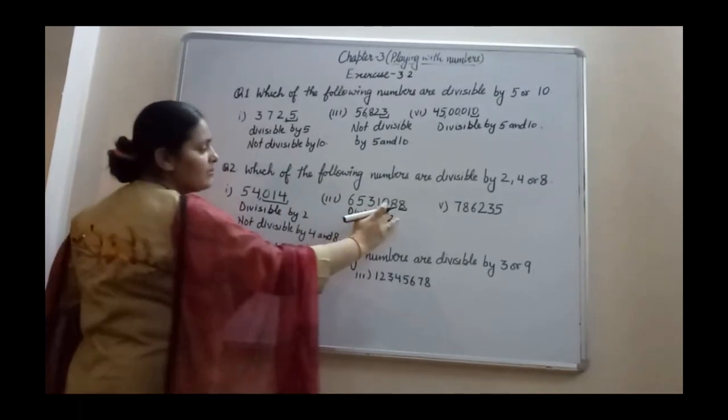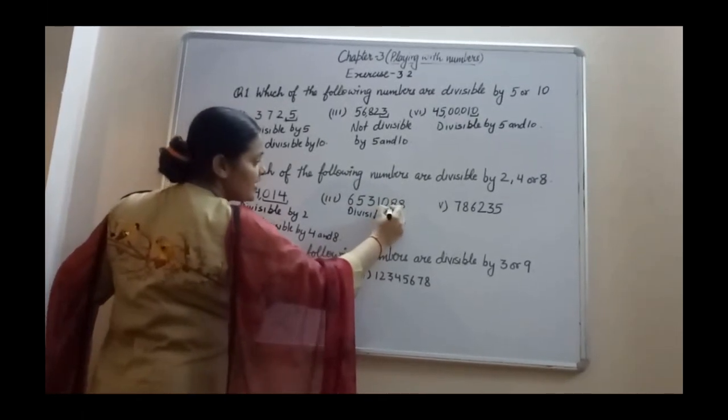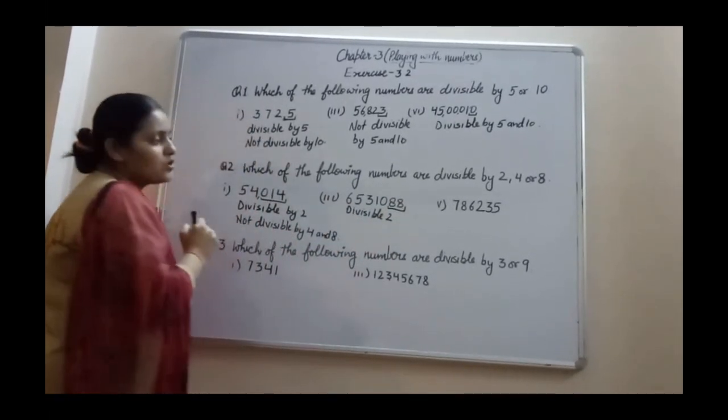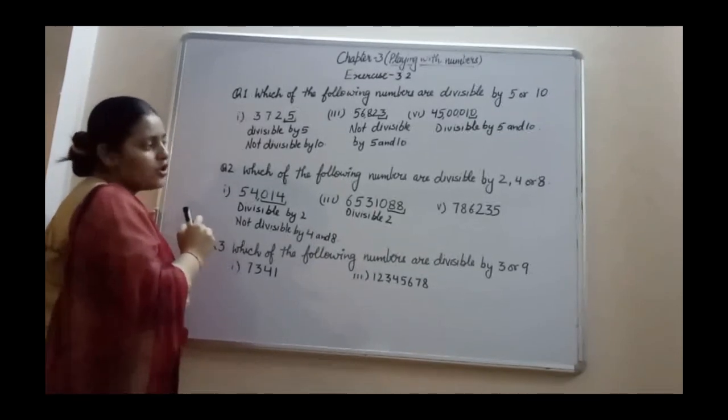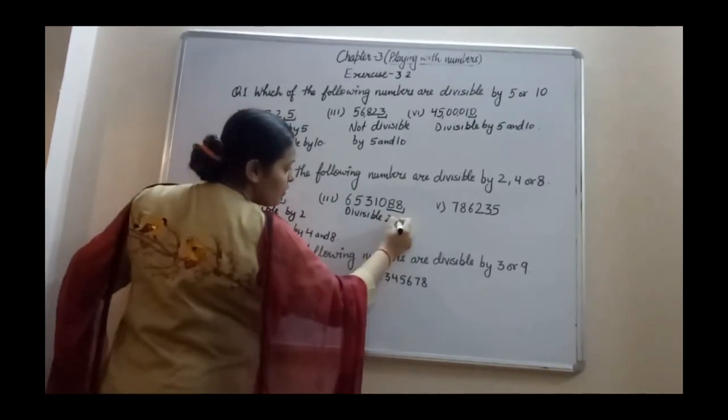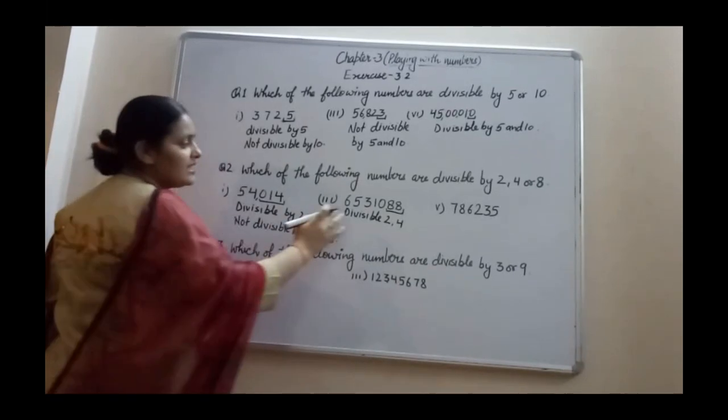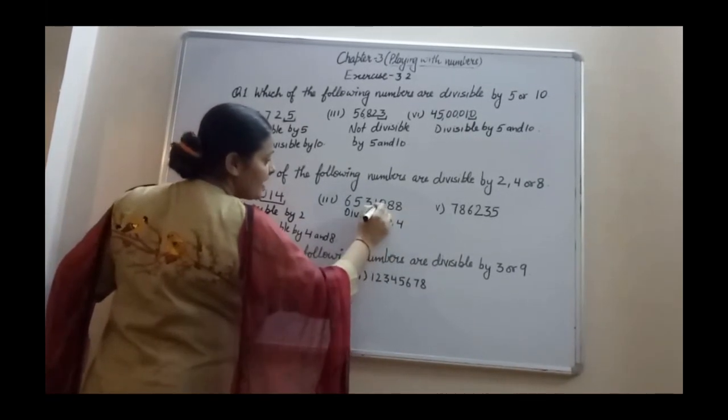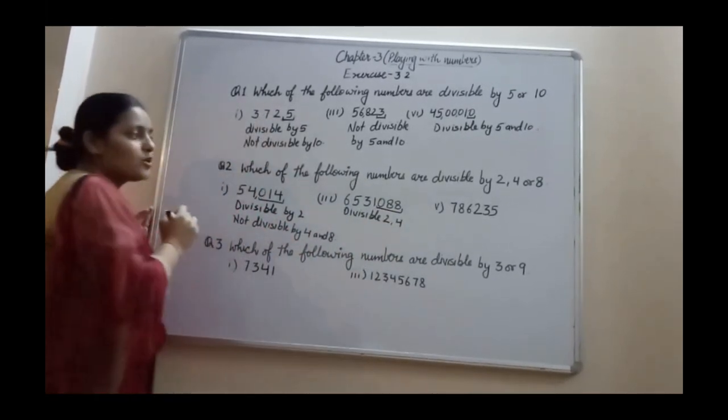Now let's check it for the number 4. We have to check the last two digits whether they are divisible by 4 or not. So 88 is divisible by 4. So this number is divisible by 4. And for 8 we have to check the last three digits should be divisible by 8. So 088 is divisible by 8 also.